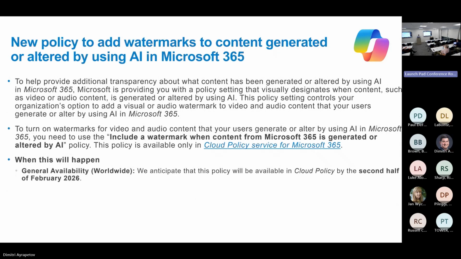There's a new policy to add watermarks to content generated or altered by using AI in Microsoft 365, to help provide additional transparency. So I guess they're adding watermarks to everything you work on. Microsoft 365 is providing you with the policy setting, so your admin could set a policy for this. I don't know if end users can find out if the policy is on or not. Do you know if end users can discover that? There are watermark readers. You could put your image through a public watermark reader and it'll tell you there's a watermark in there. I think this is a pretty obvious watermark.